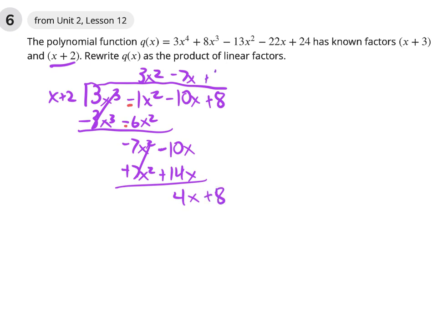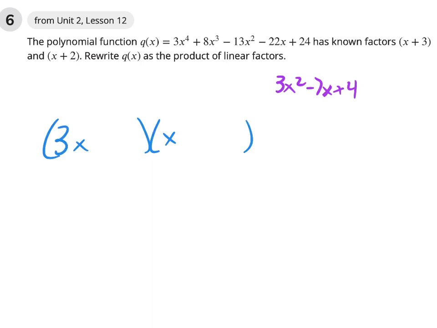And then plus 4. Multiply to match the first term. Change both signs. You get 0. So this is how we know that they're both factors, because our answer is 0. So now we get 3x squared minus 7x plus 4. Then we're going to have to break this one down. I'll do that on the next slide.